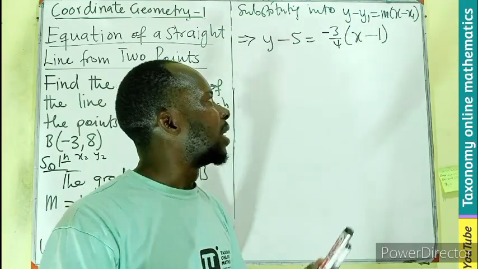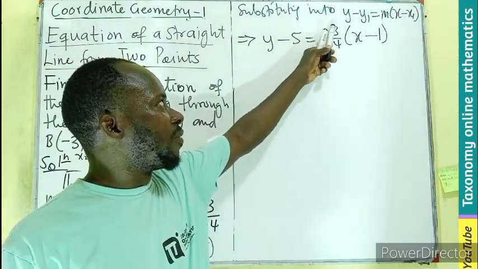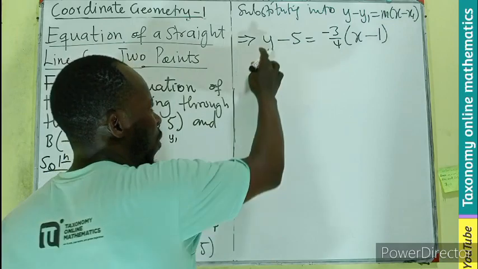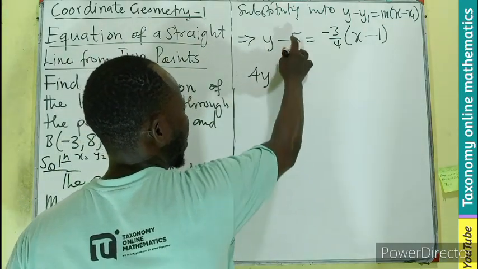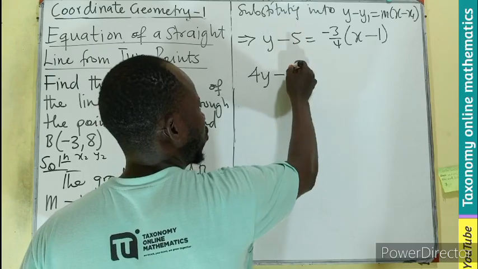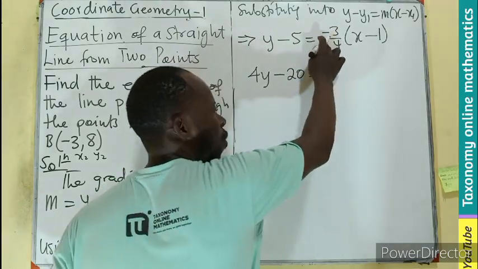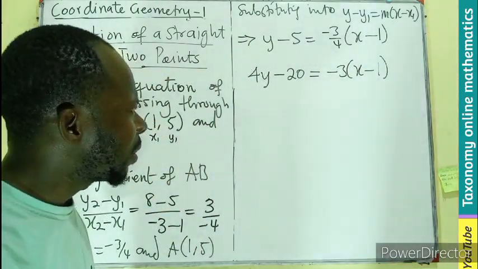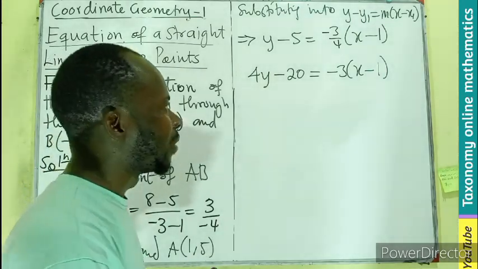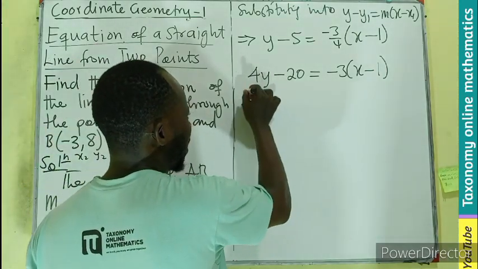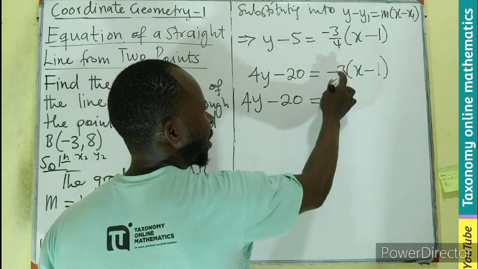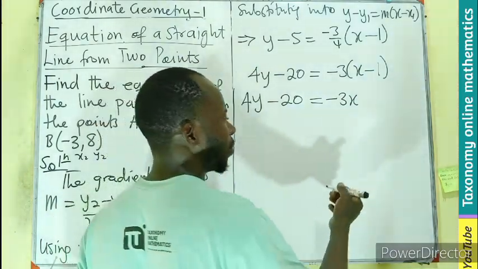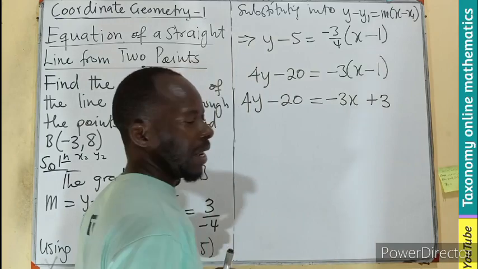After that, we simplify. We can see that there is a fraction, so you multiply both sides of the equation by that denominator. So 4 will multiply here to give us 4y, 4 times 5 will be 20, equals 4 will multiply here to give us only 3, then x minus 1. What is next to do? We have to expand the bracket. So I'll be having 4y minus 20 equals negative 3 times x, negative 3x, and negative 3 times negative 1, positive 3.